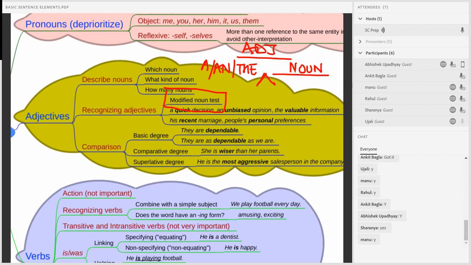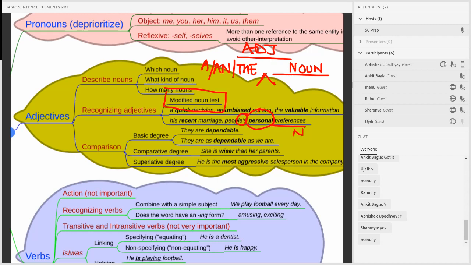Similarly, "an unbiased opinion." You can say "an opinion," and you can put "unbiased" in the middle of "an opinion." So you've got a word that you can put in between your noun test. That means it's capable of acting as an adjective. "The valuable information." Information is a noun, valuable is an adjective. Now, you're not limited to your article test. You can use your possessive test also. So you can say "his marriage," marriage is a noun. You can say "his recent marriage," recent, therefore, is capable of acting as an adjective. "People's personal preferences." So you've got another possessive over here, you've got a noun, you've got something in between. That's how we test for adjectives. Now, please note, you don't have to use all of these, like a and the, his, her, my, their, its. If even one of them works, that's a pretty good sign that you're looking at something that's capable of acting as an adjective. All right.